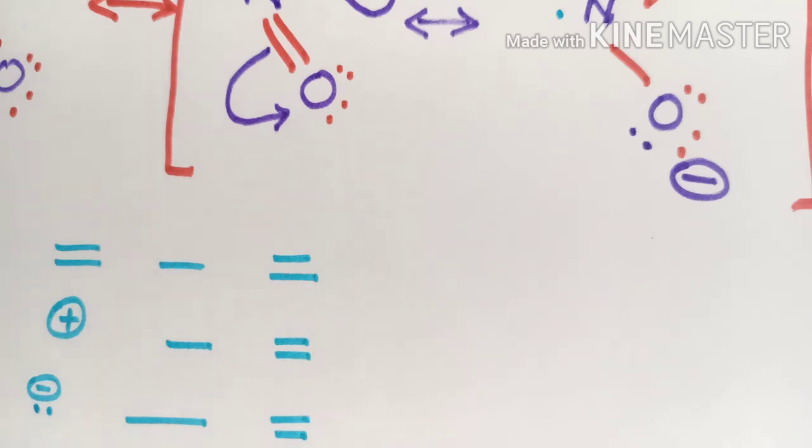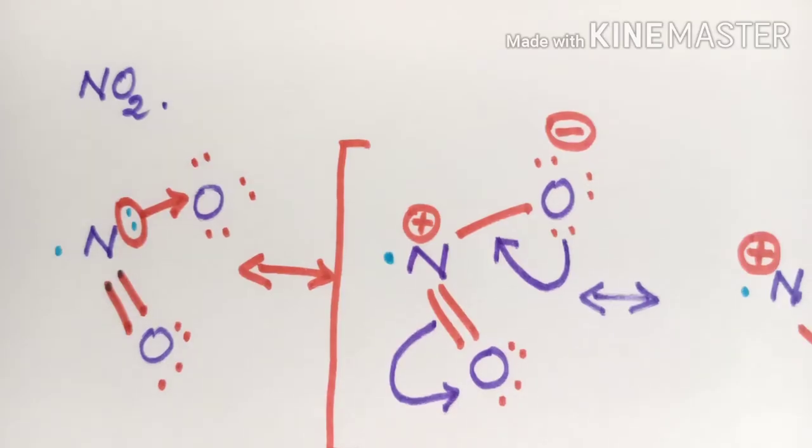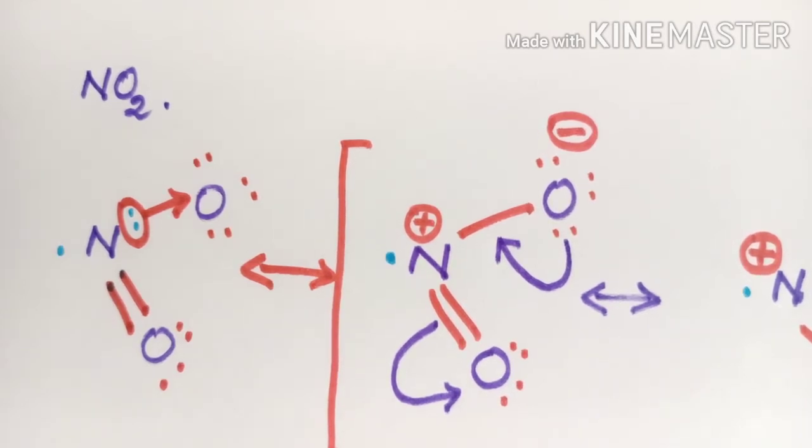The energy change that is involved during the shift of electrons from one form to another, that energy we call resonance energy. With the result, the molecule attains some stability. You find that nitrogen dioxide is an odd electron species which is very reactive, and it attains some stability due to the process called resonance.